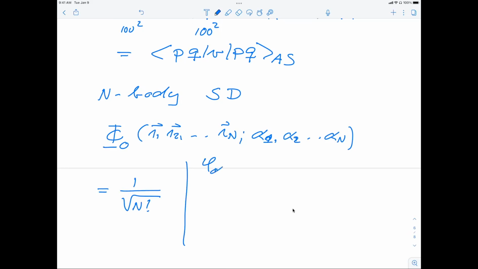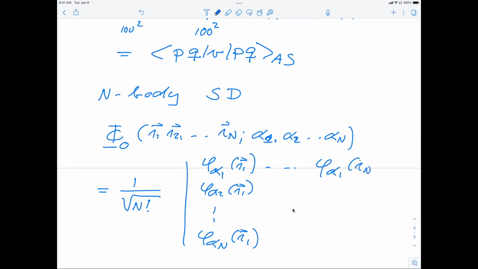So this would be given by alpha 1 of R1. I would have an alpha 2 here of R1, and this goes all the way down to alpha n of R1. So that's the first particle. We don't know in which state it is, because these are indistinguishable and identical particles. And then this goes on all the way to R n, and it goes down to alpha n of R n.